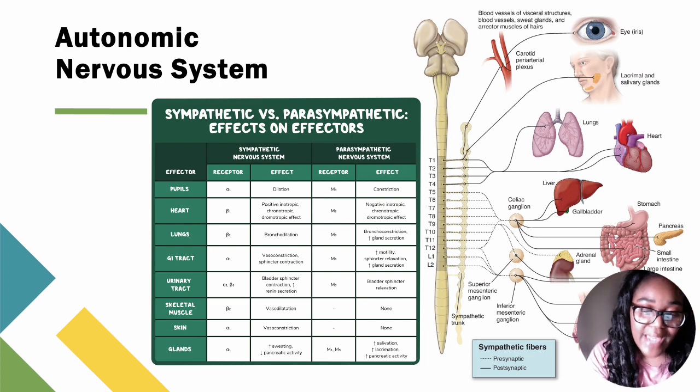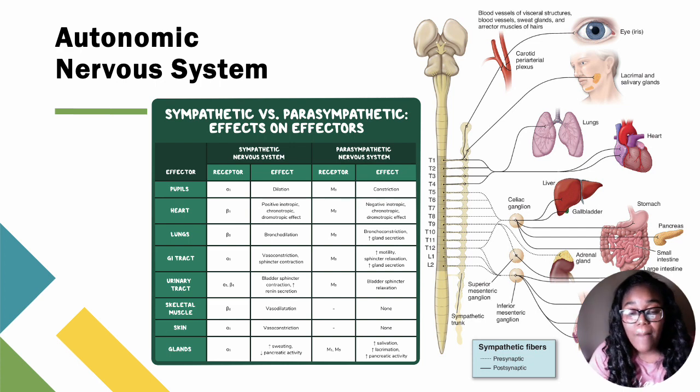Your urinary tract is now relaxed in the parasympathetic nervous system. Your bladder sphincter is relaxed because you can rest and digest and hopefully eliminate the things that your body is trying to digest. With your skeletal muscle, you don't really have any effects at all there. With your skin, you don't really have any effects. But as far as your glands are concerned, because you're resting and digesting, think about when you are eating Thanksgiving dinner: you have increased salivation, you may have an increase in lacrimation, and an increase in pancreatic activity. You're trying to break down everything that the body has ingested and you want to process.